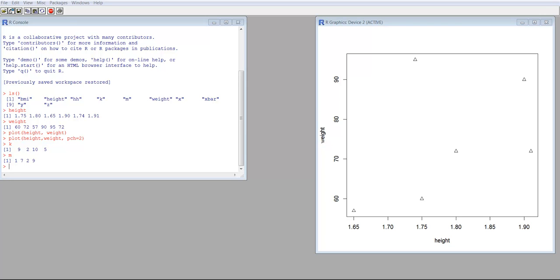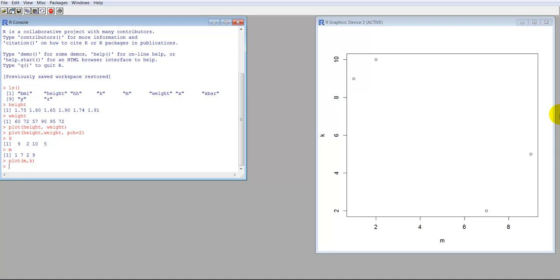Okay, now let's plot this instead. So go ahead and plot K versus M. No, I'm sorry. Plot M versus K. So you do it like this, and you get that.